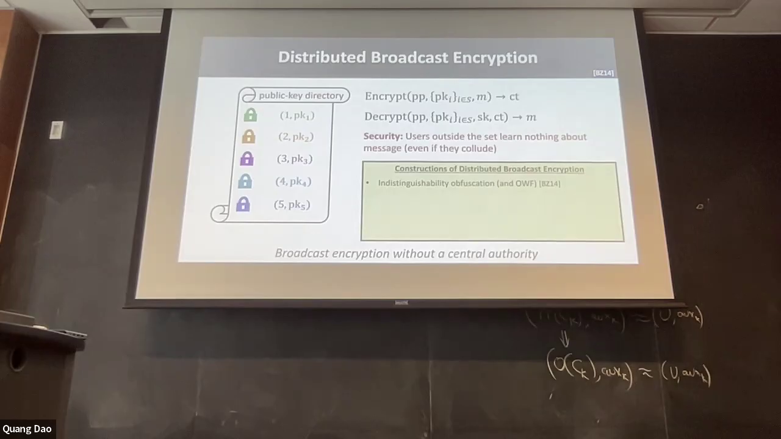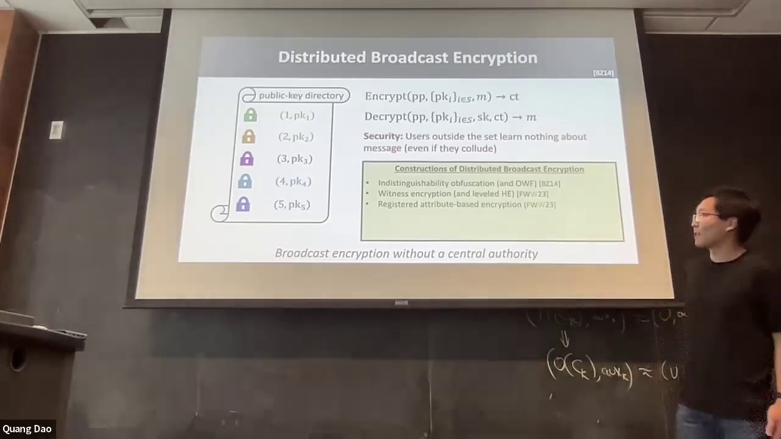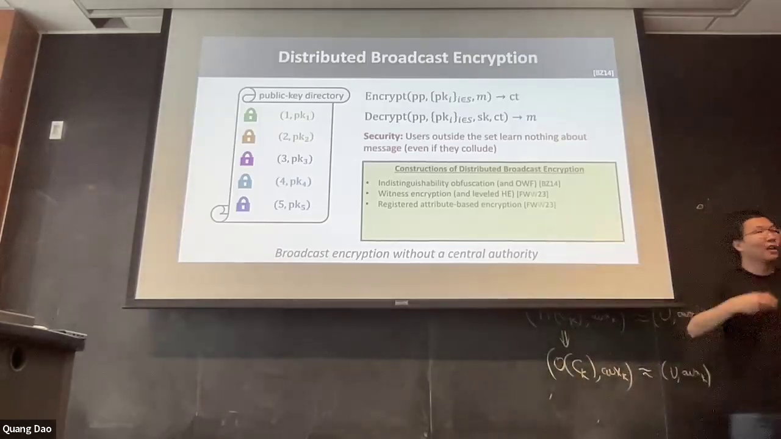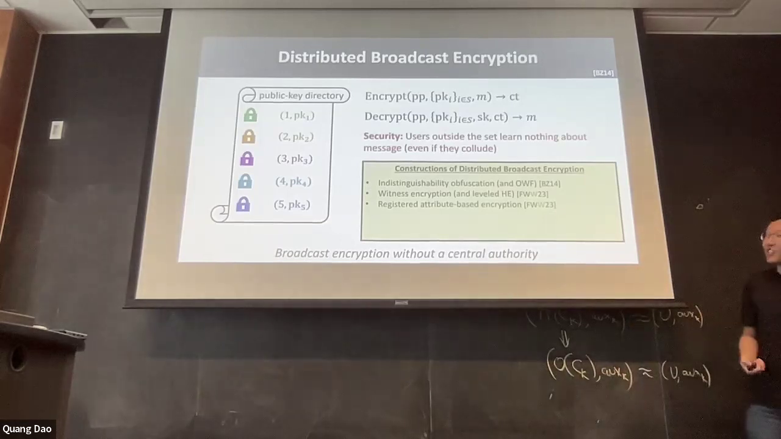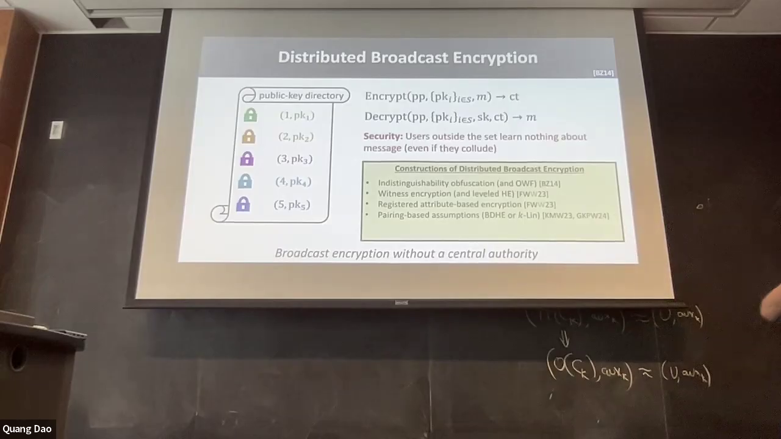So what do we know about the feasibility of this notion? In the same work where Boneh and Zhandry introduced it, they showed how to build distributed broadcast encryption from indistinguishability obfuscation together with one-way functions. More recently, we can show how to build this from witness encryption and leveled homomorphic encryption. And we can also build this from something called registered attribute-based encryption, which admits a number of pairing-based instantiations. And very recently, in the last year, we also have explicit pairing-based constructions of distributed broadcast encryption.